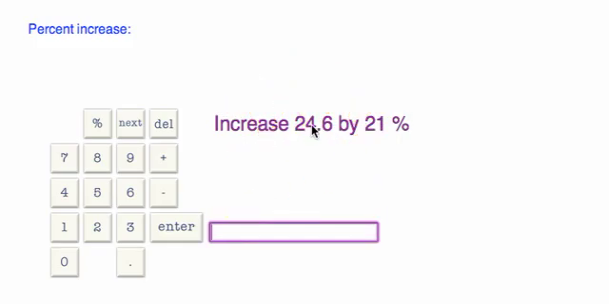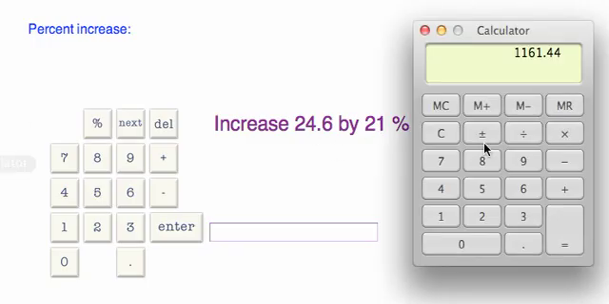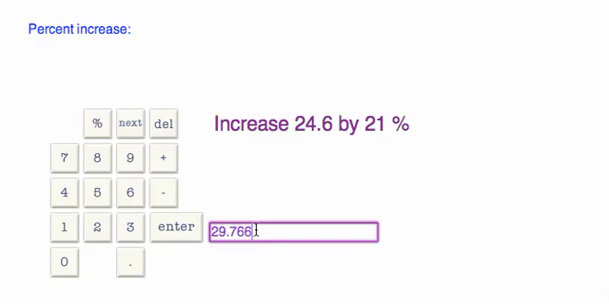Okay, let's try this one. Increase 24.6 by 21%. This is 100%. So I'm increasing by 21%, so I'm going to get 121% of the 24.6. So 1.21 of, times 24.6, and that's all there is to it. 29.766. Okay, and there's your answer.